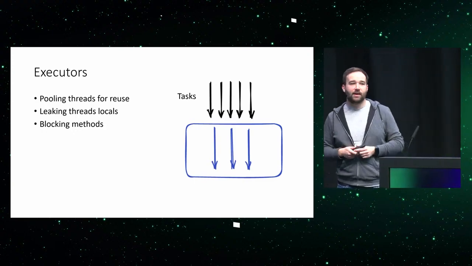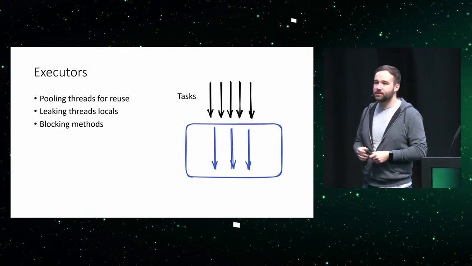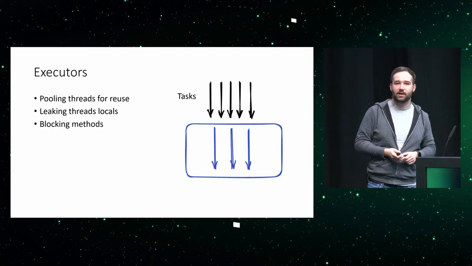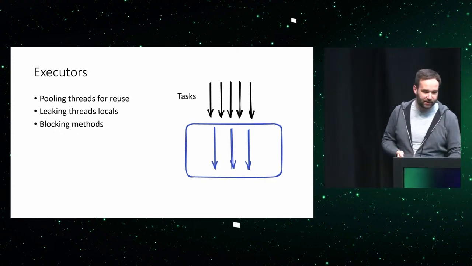And also blocking methods. When I have a task that is blocking, then the thread is also blocked. It is just waiting outside the pool. It isn't doing anything else. It's not going to pick up a new task. So it's just waiting there being blocked, which isn't really nice.